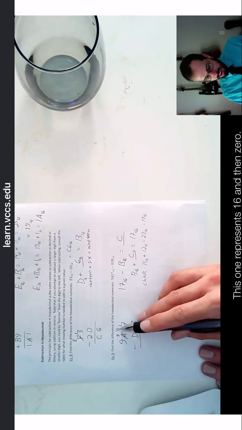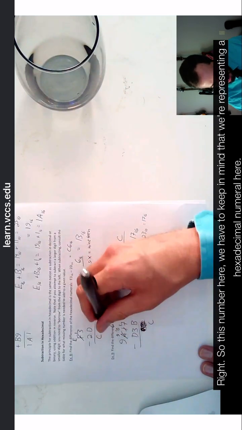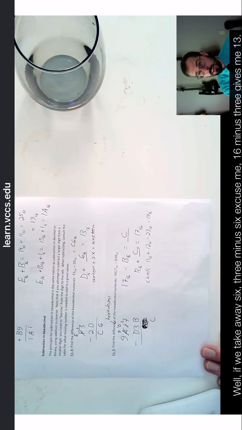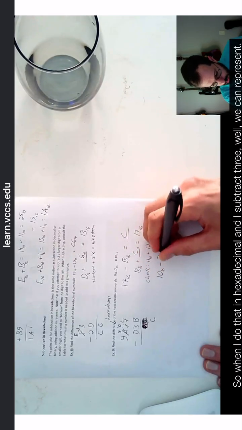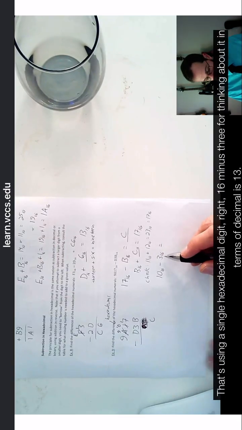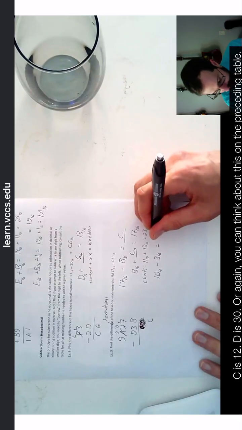Because remember, this one's not 10. This one represents 16, and then 0, right? So this number here, we have to keep in mind that we're representing a hexadecimal numeral here. So when we take 1, 0, and we subtract 3, that's really taking 16 and subtracting 3. Well, 16 minus 3 gets me 13. So when I do that in hexadecimal and I subtract 3, we can represent that using a single hexadecimal digit, right? 16 minus 3, if we're thinking about it in terms of decimal, is 13.